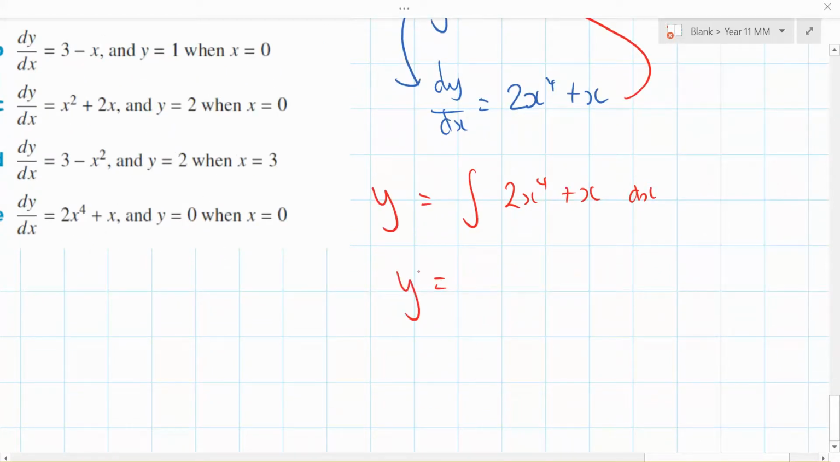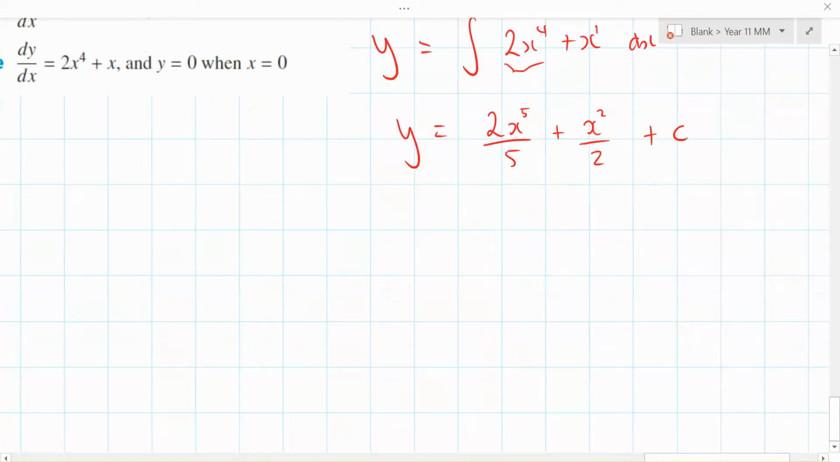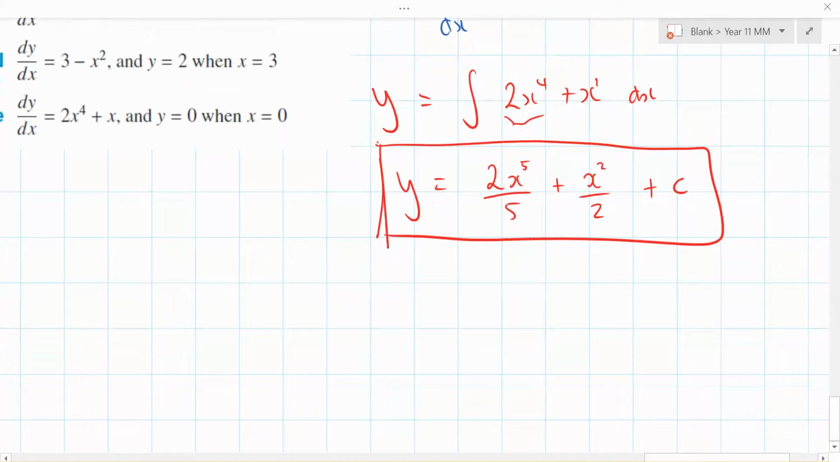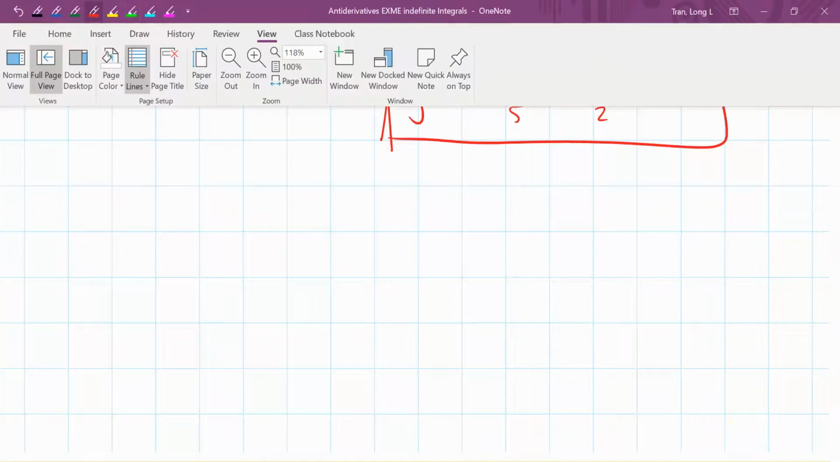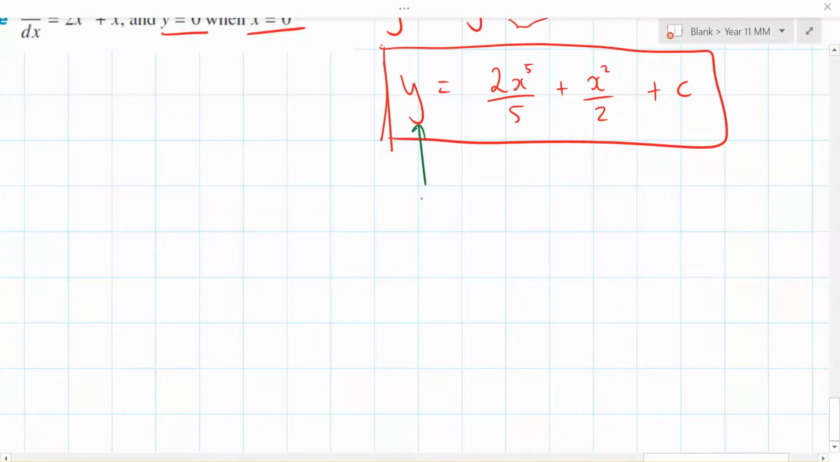So let's have a look. Antiderive 2x to the power 4 is 2x to the power 4 plus 1, which is 5. I'm just speeding up the process now. Plus, now this is x to the power of 1, so really it's x to the 1 plus 1, which is 2, so x squared on 2, don't forget the plus c. Okay, so this is my equation, right? And this is what they said. They said y equals 0 when x equals 0. So that means y equals 0 when x is 0.